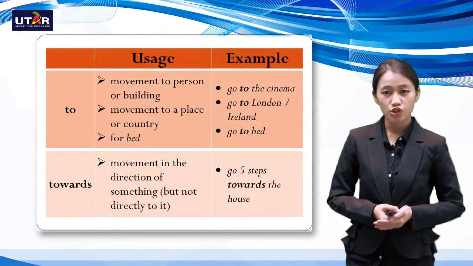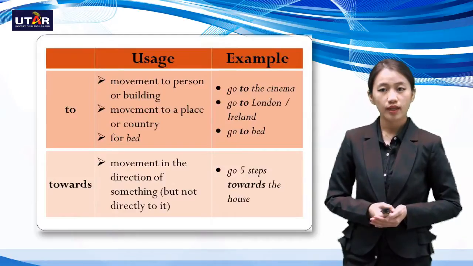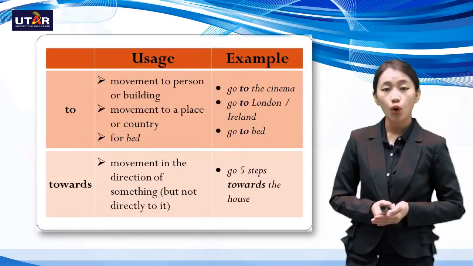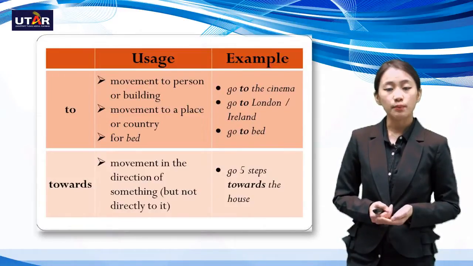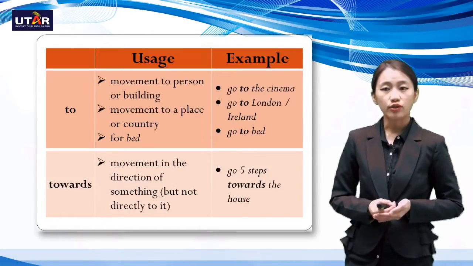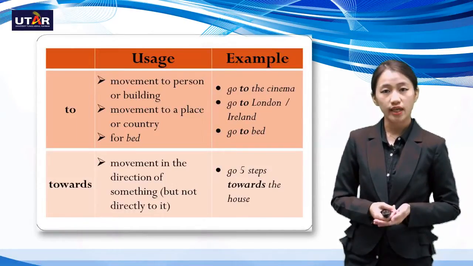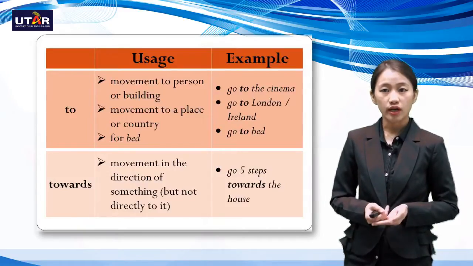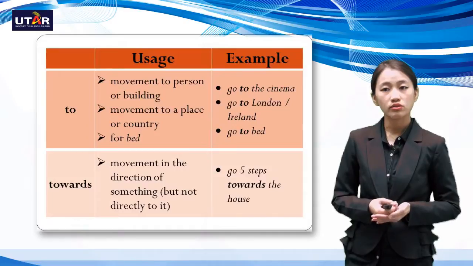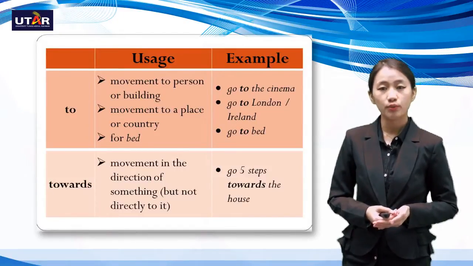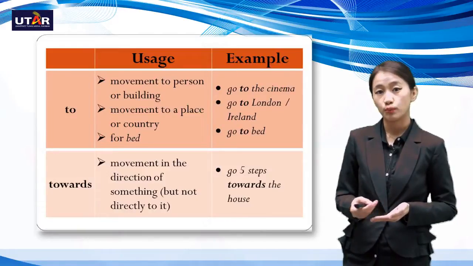The next preposition is to. So to indicates a movement to a person or building, movement to a place or country, or even for bed. Now, if you want to go to a place, you would say, I want to go to the cinema. Or a country, it would be, I want to go to London or Ireland. And of course, when you want to go to bed, you indicate go to bed.